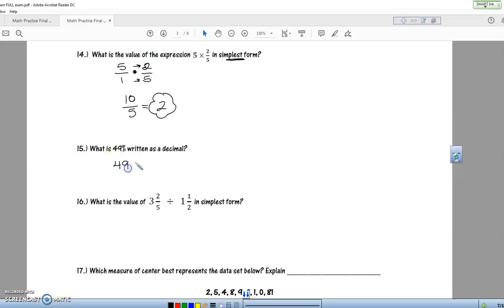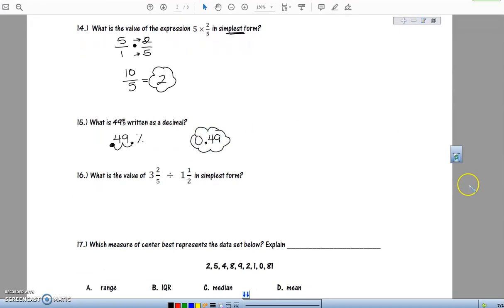49% as a decimal. My decimal's at the end. I need to always move 2 places. 1, 2. So that's where my decimal is going to end. So 0.49. You do not need the 0 in front, but just so you can see what that looks like.